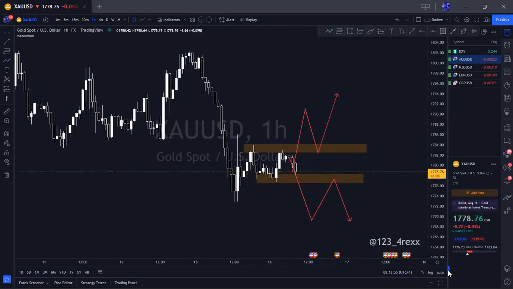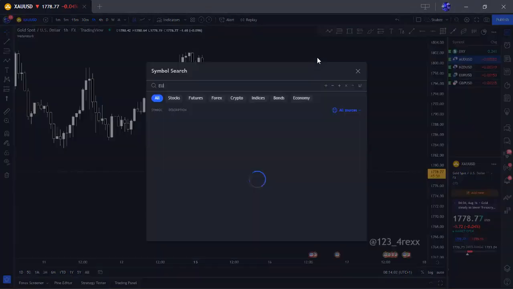Okay, I think that will be the last pair that I'll look at today. Okay, Euro NZD. I was already wondering why Ricky did not drop Euro NZD for me.